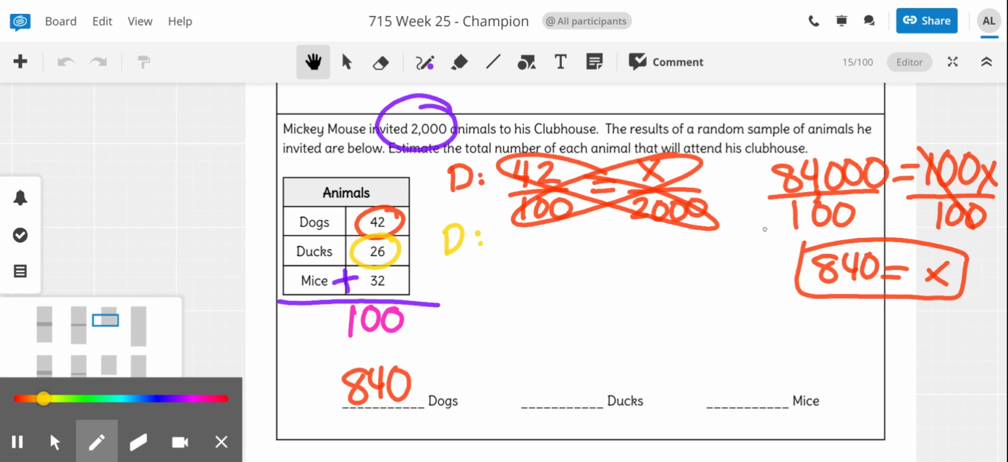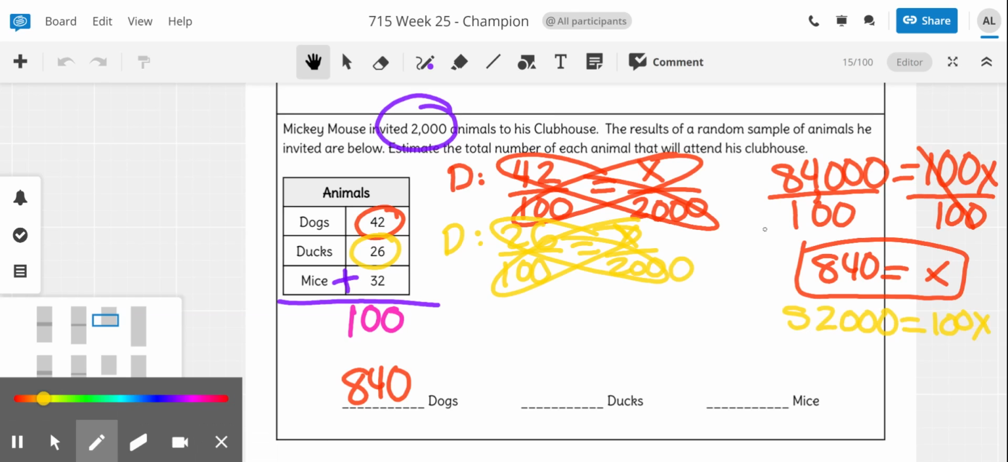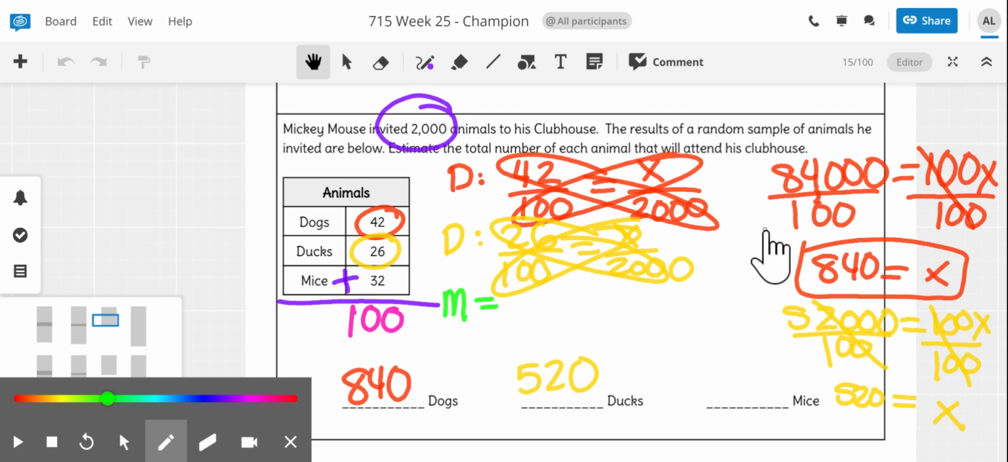Now let's move on to ducks. There are 26 out of 100. How many out of 2,000 is that? Let's do the same thing where we use cross multiplication. We get 52,000 is equal to 100x. We get the number of ducks is 520.